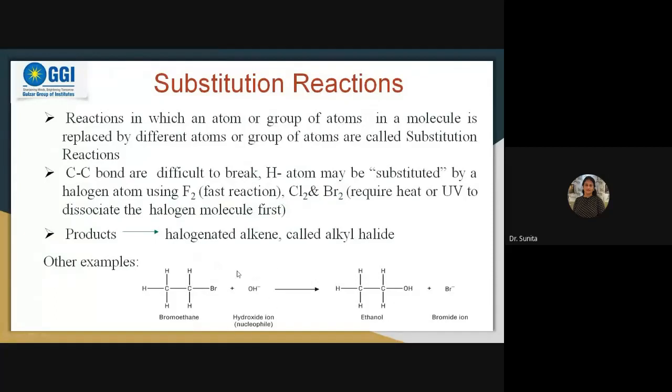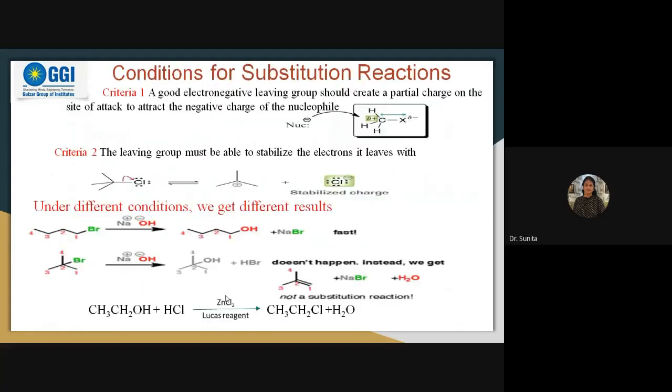So first of all, what should be the conditions? This leaving group must leave the site. Okay, so that when it leaves the site, it will create a charge on the atom which is leaving. Okay, so here you can see the leaving group must leave the substrate, creating a charge over it, and this charge will get attracted towards the nucleophile.